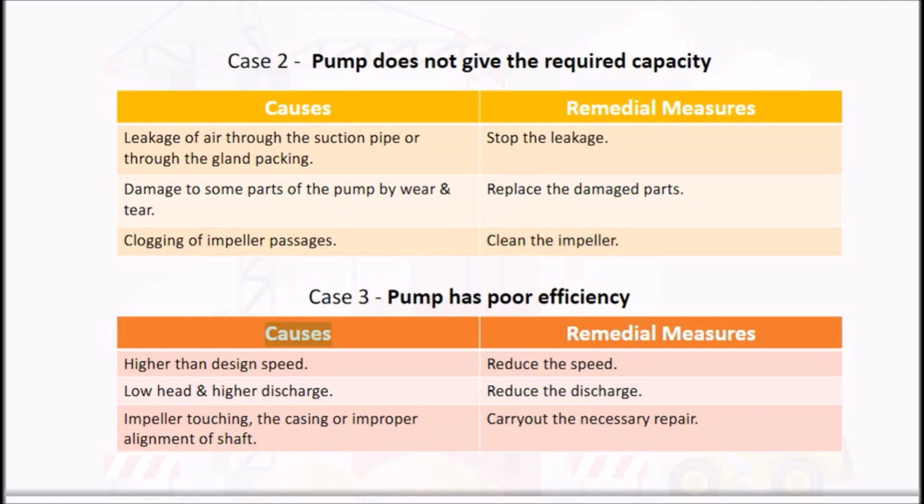Causes and remedial measures. Higher than design speed: reduce the speed. Low head and higher discharge: reduce the discharge. Impeller touching the casing or improper alignment of shaft: carry out the necessary repair.